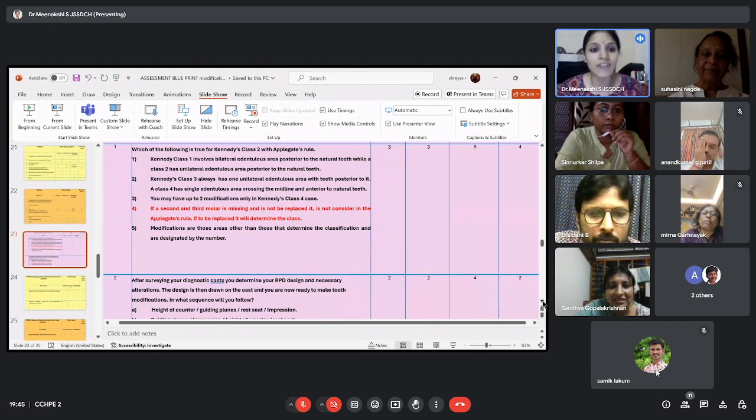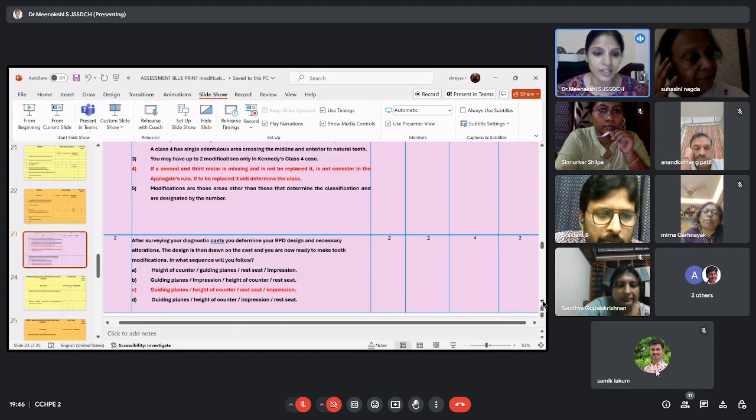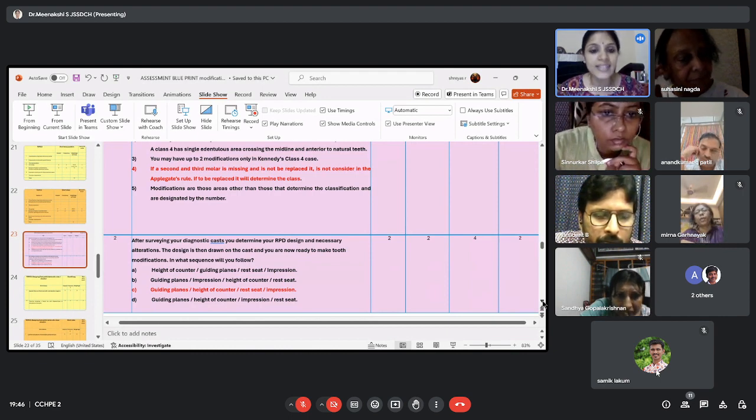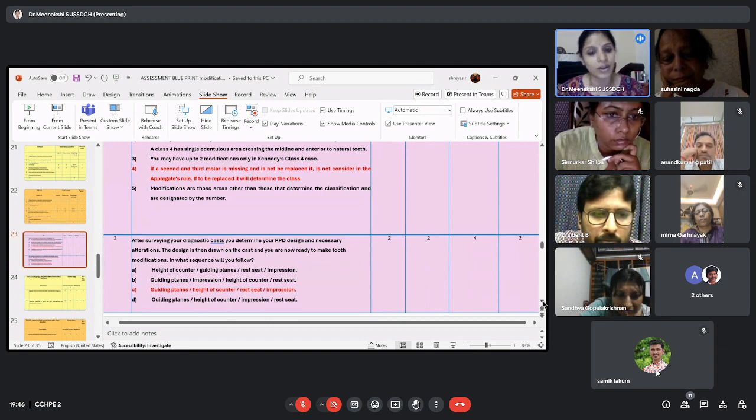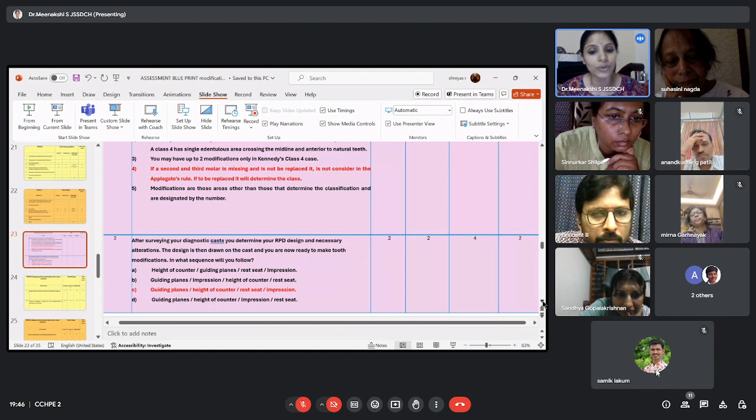So the second question is, after surveying your diagnostic cast, you determine your RPD design and necessary alterations. The design is then drawn on the cast and you are now ready to make tooth modifications. In what sequence will you follow? Height of contour, guiding planes, rest seat, or impression? Second option, guiding planes, impression, height of contour, rest seat. Third option, guiding plane, height of contour, rest seat, impression. The fourth option is guiding planes, height of contour, impression, and rest seat. Very good.